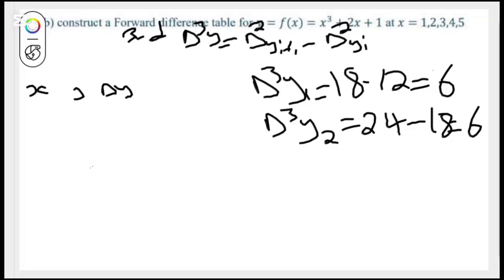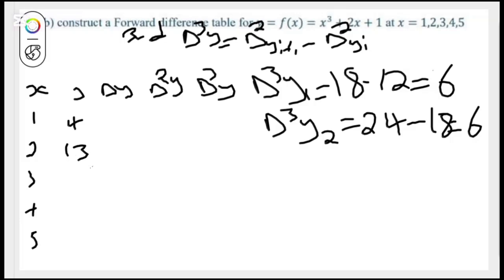So the table will now be, I will have x, I will have y, and I will have dy, I will have d square y, I will have d cube y. For x, don't forget I have 1, 2, 3, 4, and 5. And for the value of y, don't forget my substitution. I substitute x equal to 1, I get 4, and also I get 13 for x equals 2, I get 34 for x equals 3, I get 73 for x equals 4, I get 136 for x equals 5.